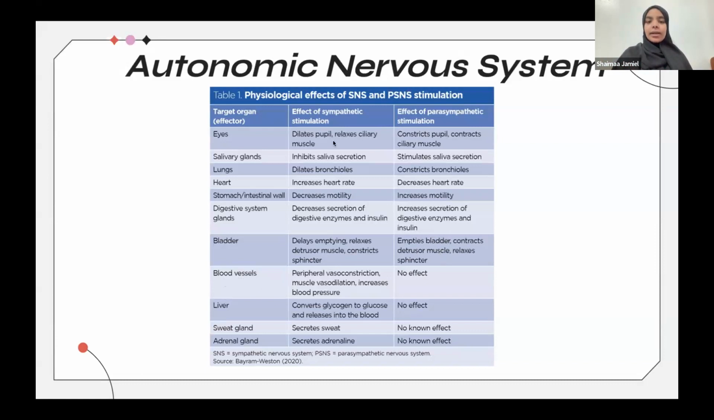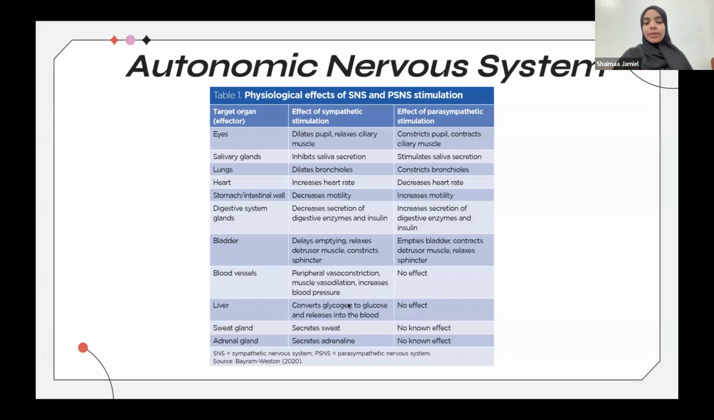For the blood vessels, the sympathetic causes peripheral vasoconstriction and muscle vasodilation. So the vessels are vasoconstricted in the peripheries, while in the skeletal muscles specifically there's vasodilation. That is because you want more blood to reach the skeletal muscles so that you have energy if you're running away from something, and it increases blood pressure. For parasympathetic, there are no direct receptors on the vessels. However, it can have a vasodilation effect by producing nitric oxide.